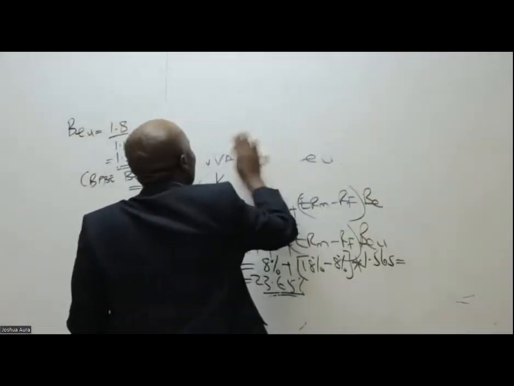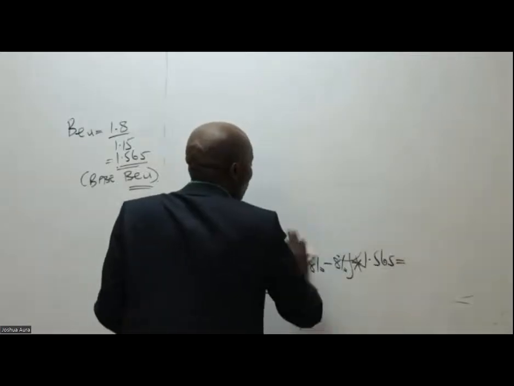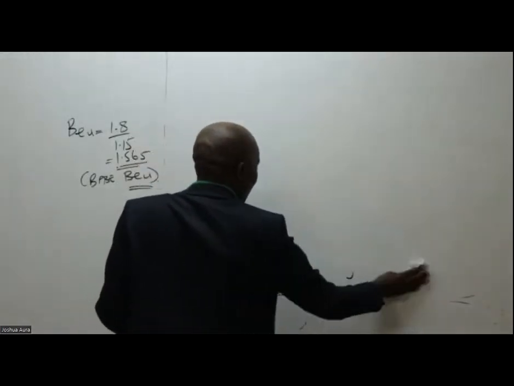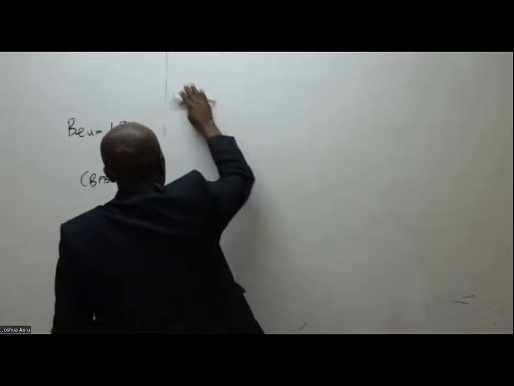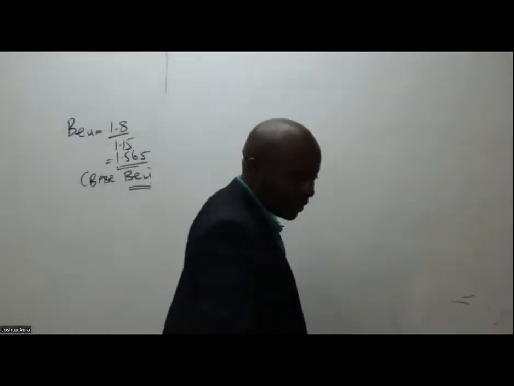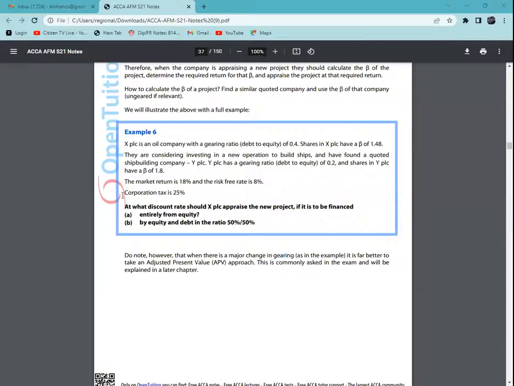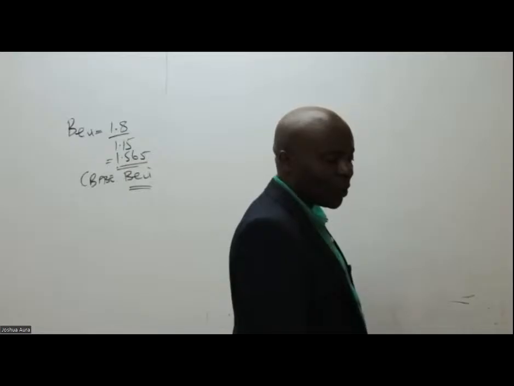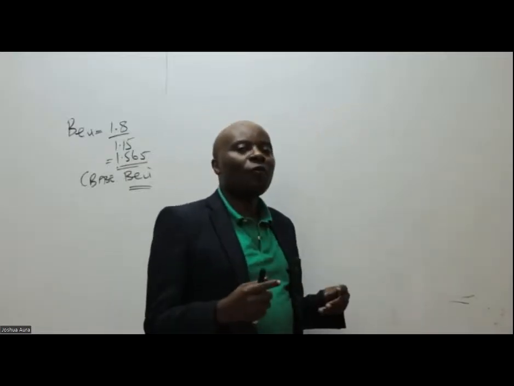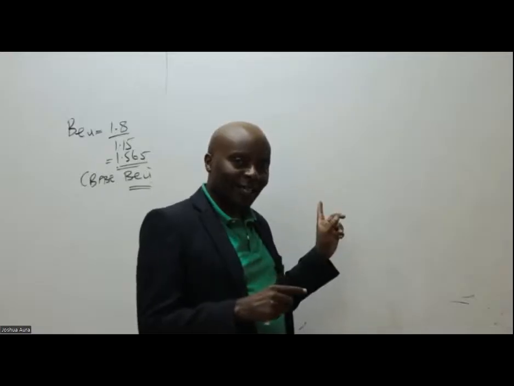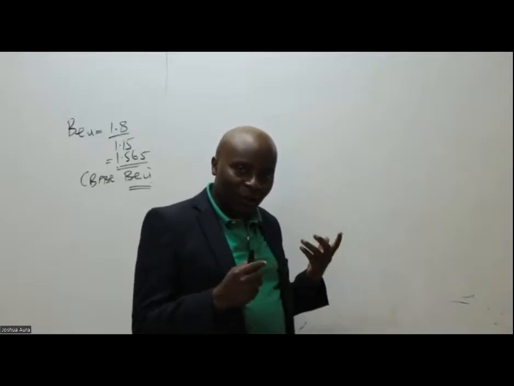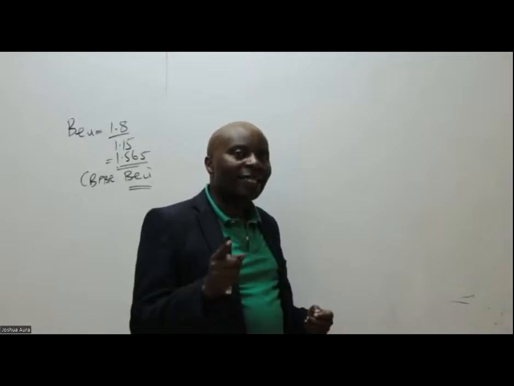Now, with your permission, I'll go straight away to number 2 of this question. I love it. Now we have some gearing, some debt coming into the equation. This time around, the financing is through equity and debt in the ratio of 50-50. No worries at all. It means that we must convert the BEU that we got there into BEL, because now the firm we are dealing with has debt.